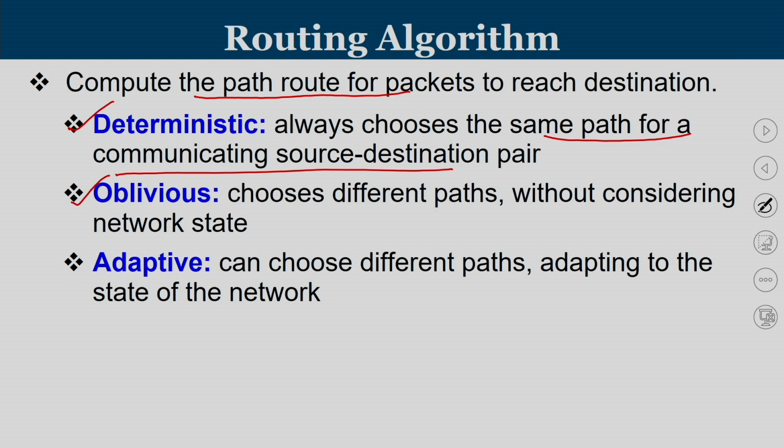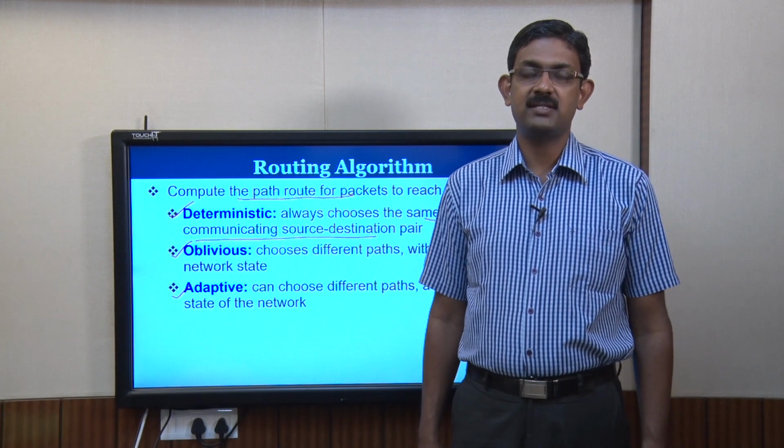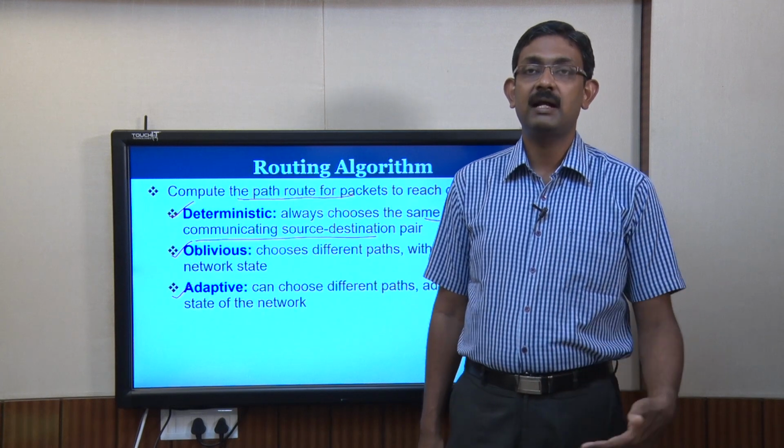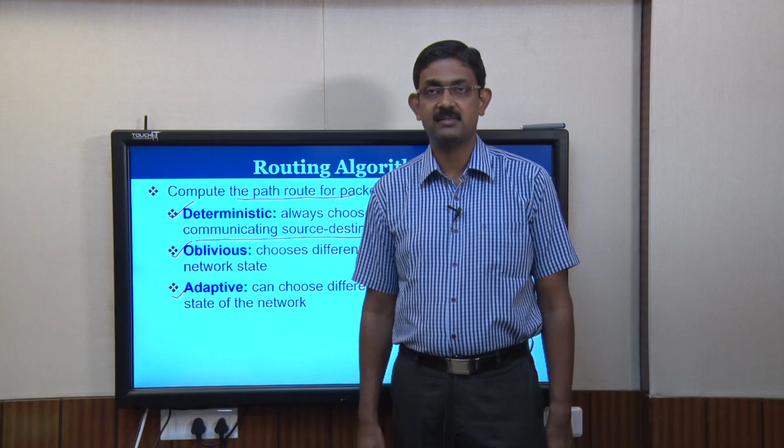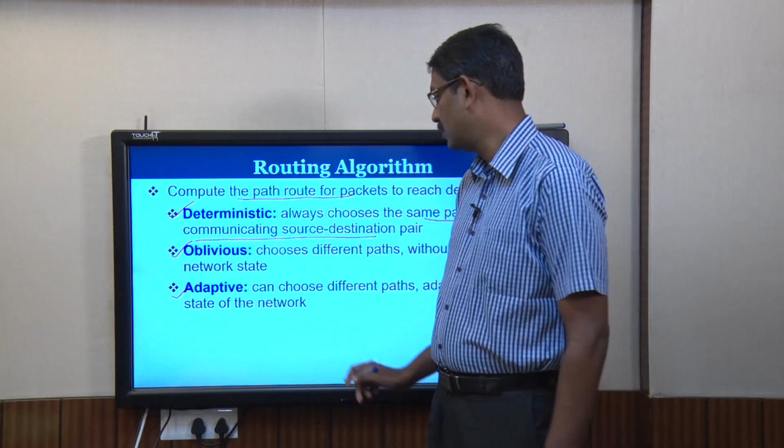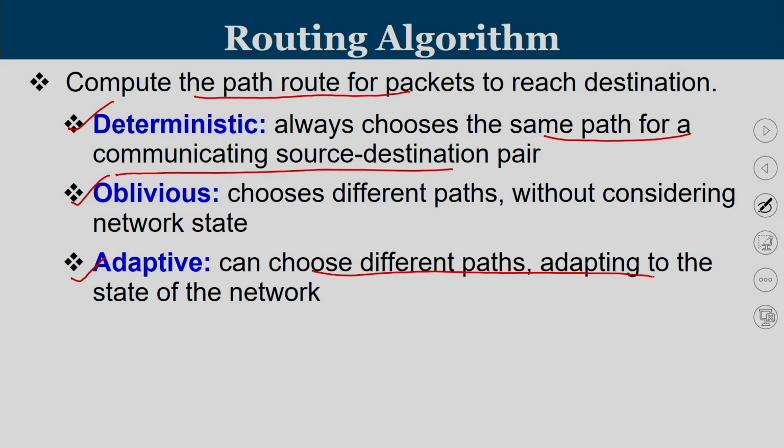The third one is called adaptive routing, which is an advanced version of oblivious routing. Here, routes will be assigned to packets based upon the current network status, the congestion status of the network. So, we will choose different paths adapting to the state of the network.